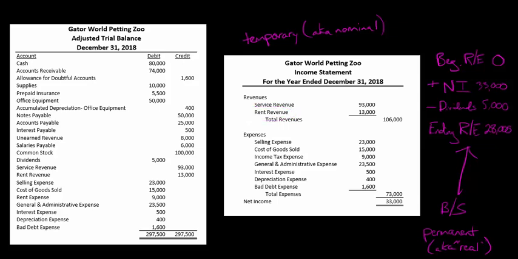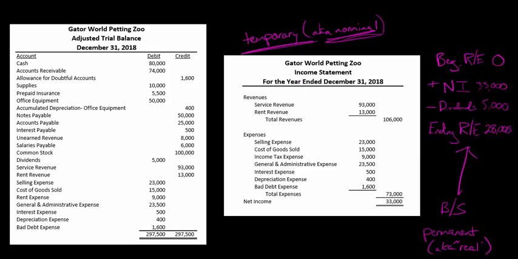If we had been in business 75 years and you said, oh, well, rent revenue in our adjusted trial balance was $13,000, that doesn't mean that ever since the company began 75 years ago we've had a sum total of $13,000 in rent revenue. We just track the temporary or nominal accounts, the income statement accounts, for a quarter, for a year. So that's why this is for the year ended.